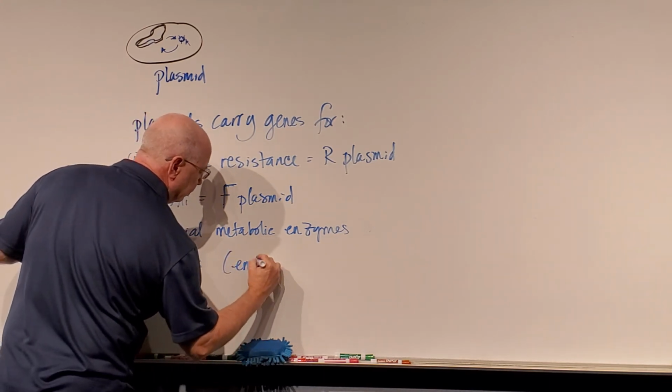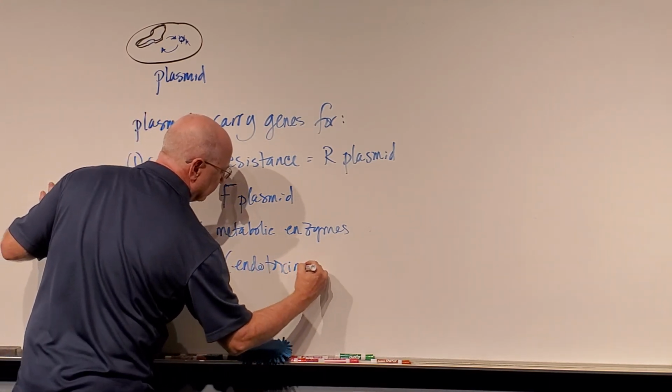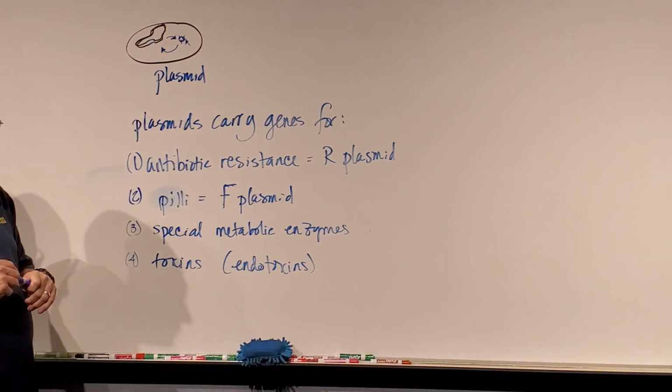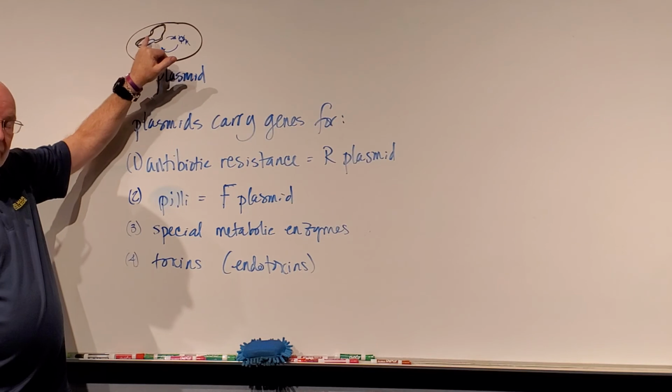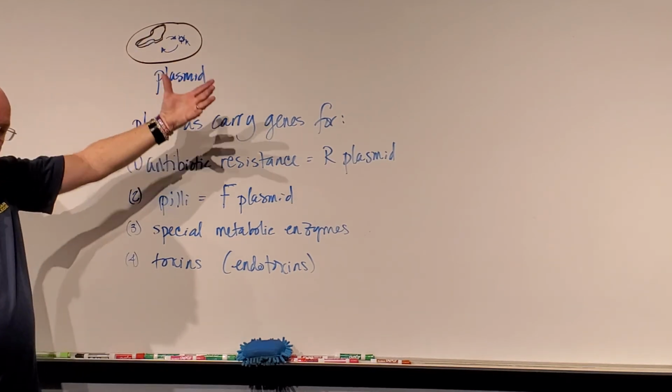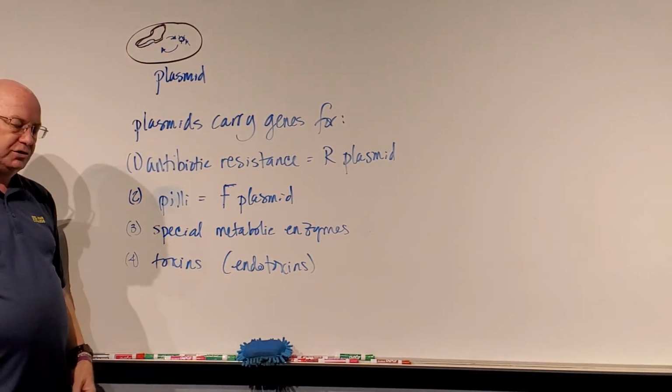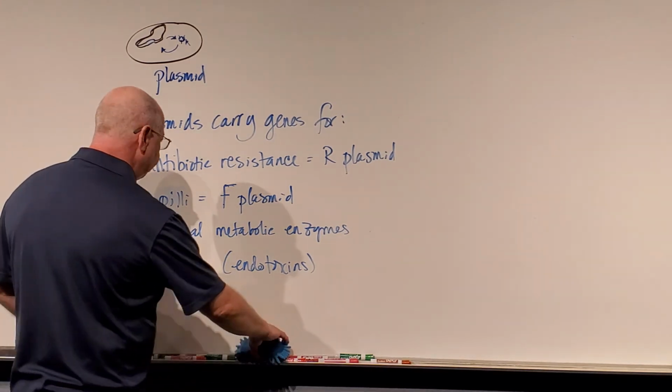We call those endotoxins sometimes. And this leads to pathogenesis. So some bacteria can insert a gene in here that allows them to make proteins that can be released and that are very, very toxic to the surrounding environment. Okay?